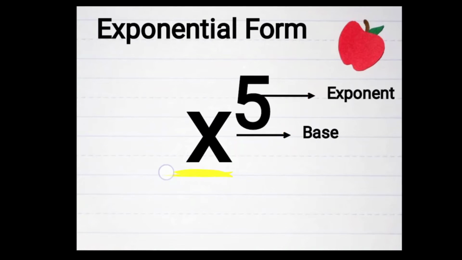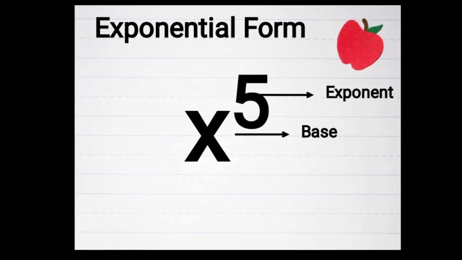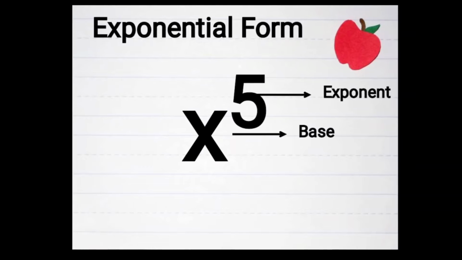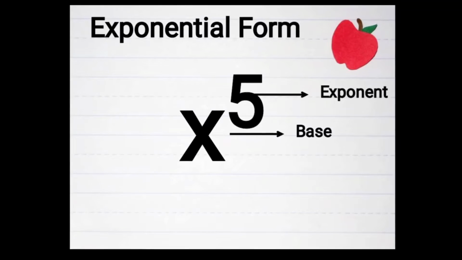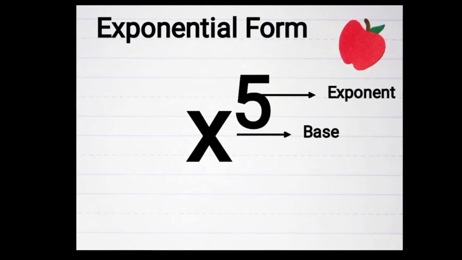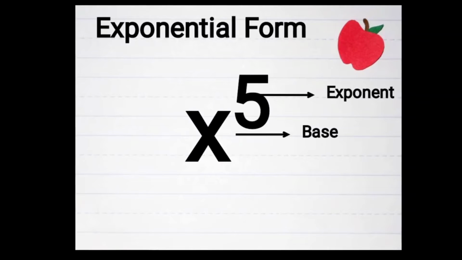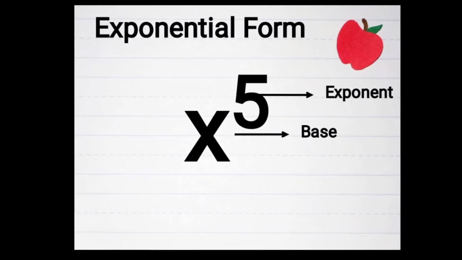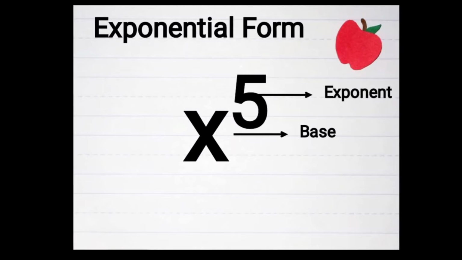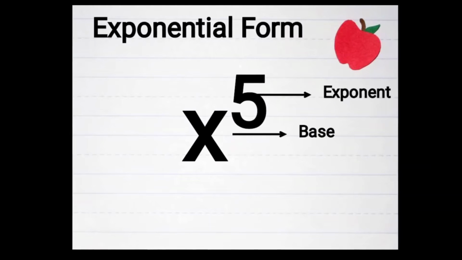We have the base and we have the exponent. Anything with exponent is in exponential form. Okay, like 5 squared, that is in exponential form. We have 3 cubed, 7 raised to the fifth power, 3 raised to n, m raised to the 7th power. Okay, those are examples of algebraic expressions in exponential form.